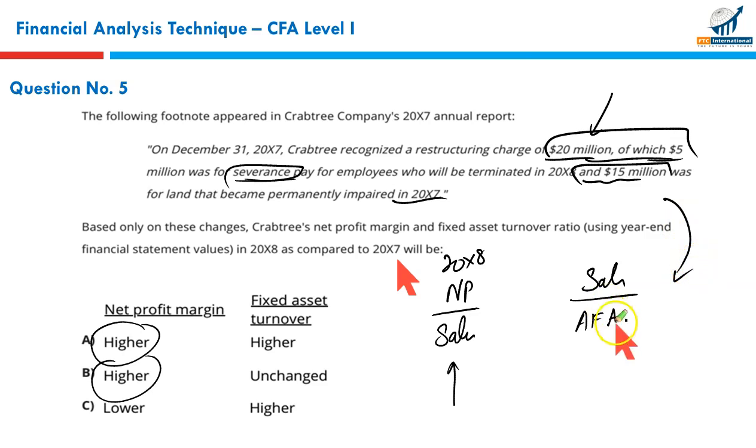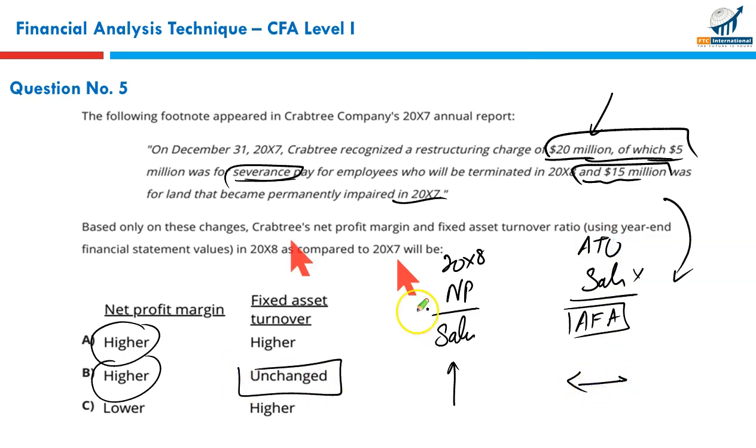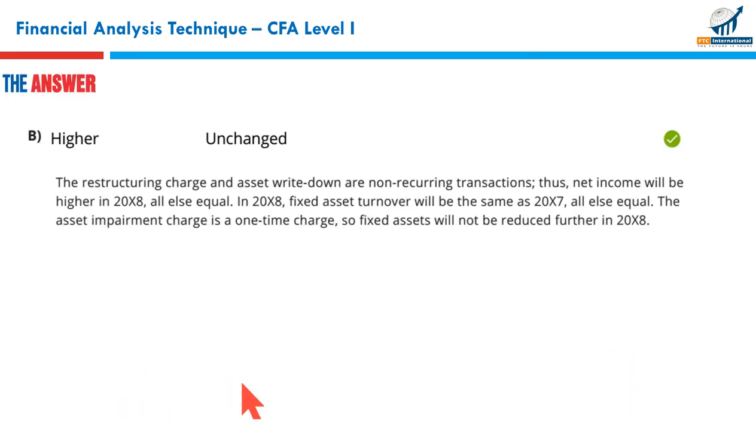Since sales are not changing, we have no indication that there is a change in sales. Average fixed assets stay the same. Hence, we can say that the fixed assets turnover will remain unchanged. So profit would go up because of the one-time charge, but the land's last year closing balance and current year balance after write-off would remain the same. So the fixed asset turnover will remain the same. That makes B the correct option.